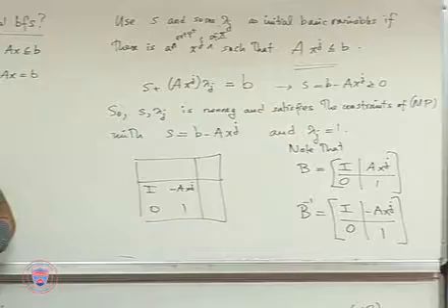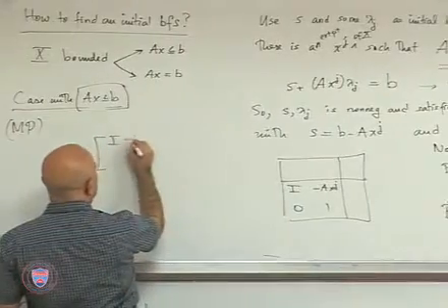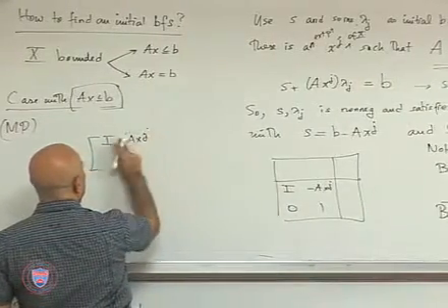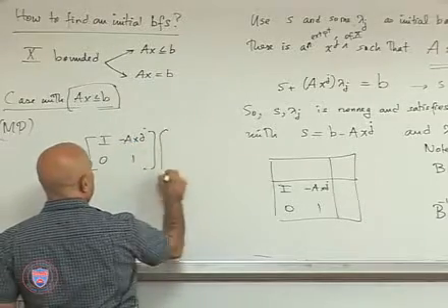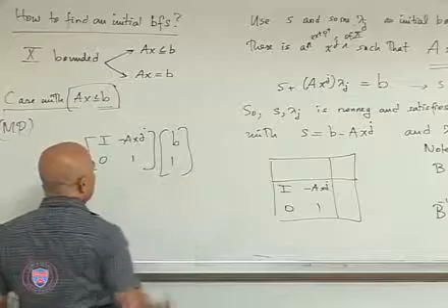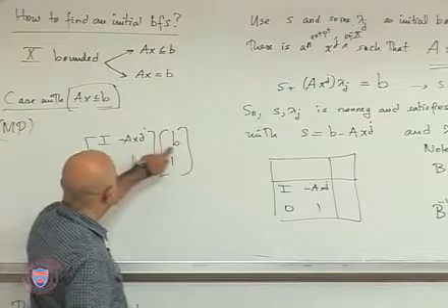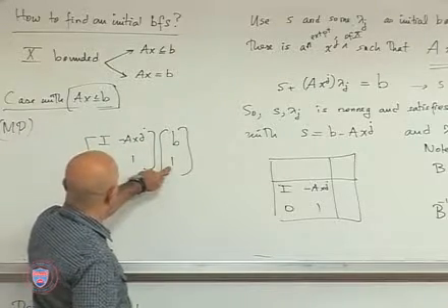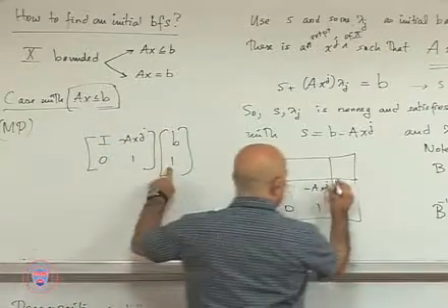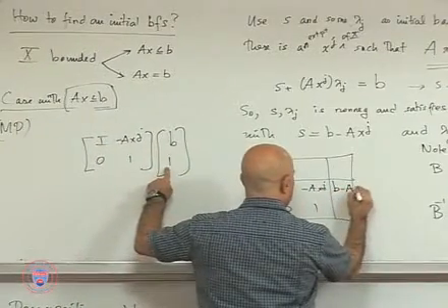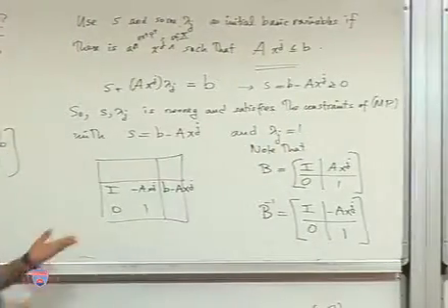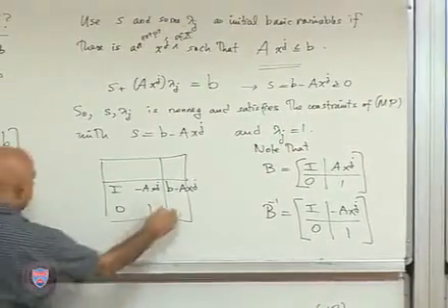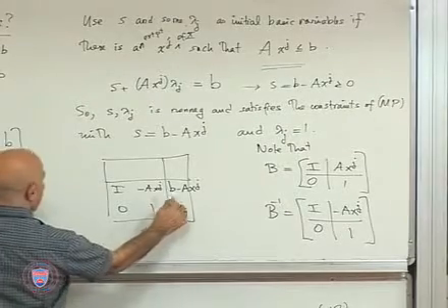B inverse times b. What is the output of this? B minus AXJ, so this is B minus AXJ, which is, of course, the values of S. It agrees with that. The second part is 1.